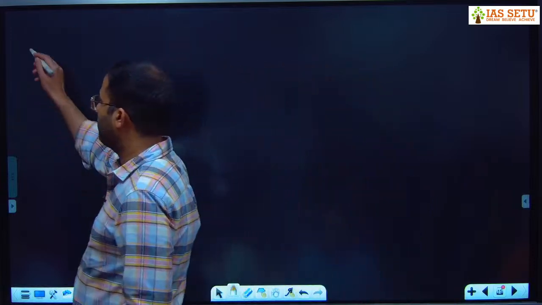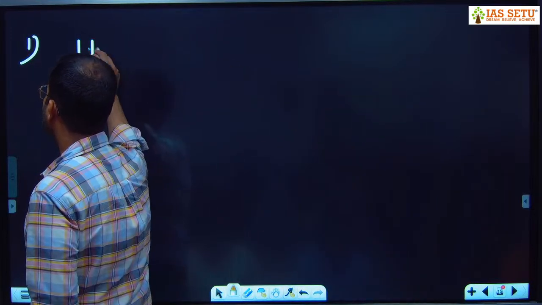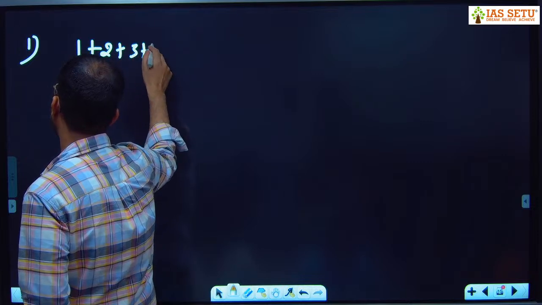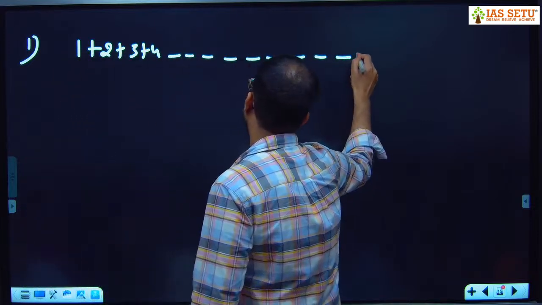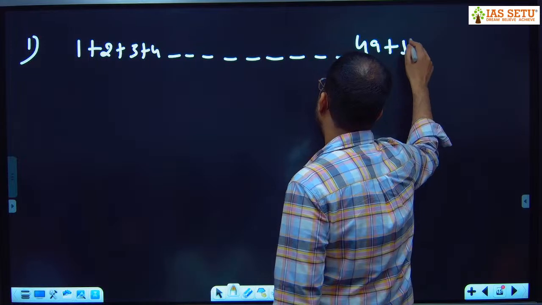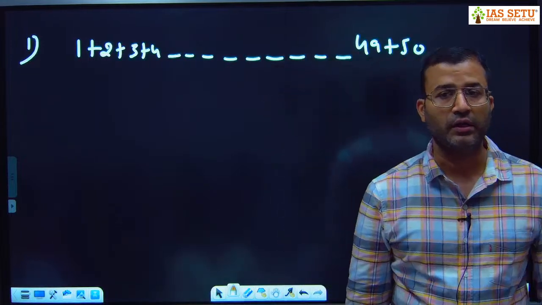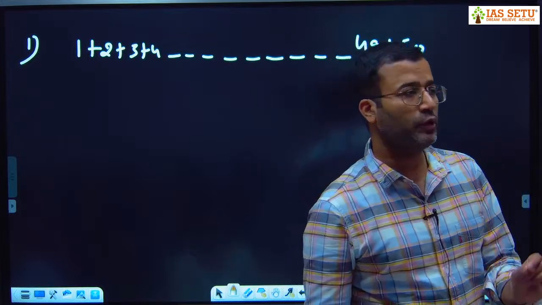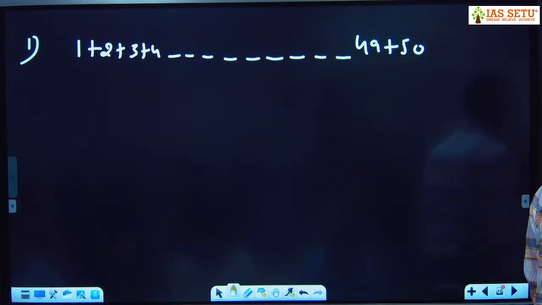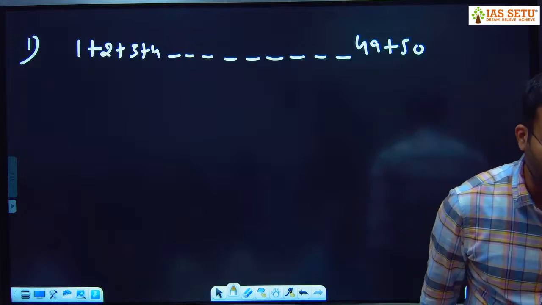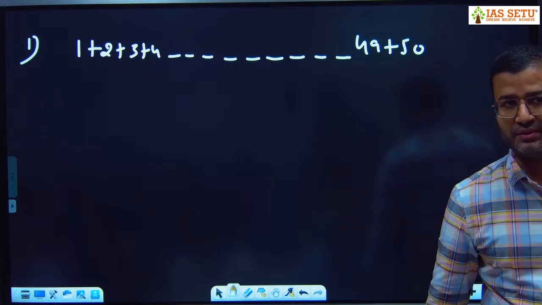Question number 1. 1 plus 2 plus 3 plus 4 up to 50. Sum of the first 50 natural numbers. Take your time, keep your answer with yourself.